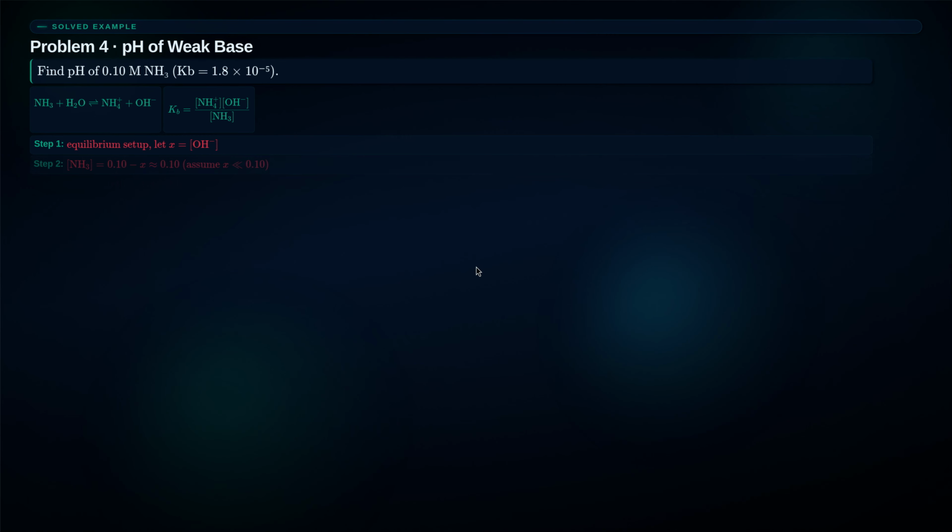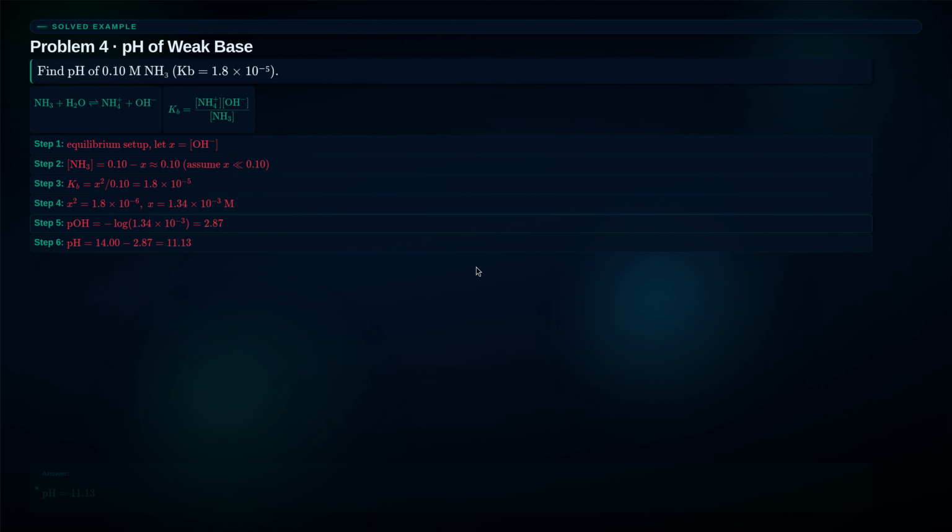Problem 4. What is the pH of a 0.10 M solution of ammonia, NH3, Kb equals 1.8 times 10 to the minus 5? Step 1. Write the equilibrium. NH3 plus H2O is in equilibrium with NH4+ plus OH-. Kb equals NH4+ times OH- divided by NH3. Step 2. Set up the equilibrium table. Initial NH3 is 0.10. Change is minus x. Equilibrium is 0.10 minus x. NH4+ and OH- both start at 0 and end at x.